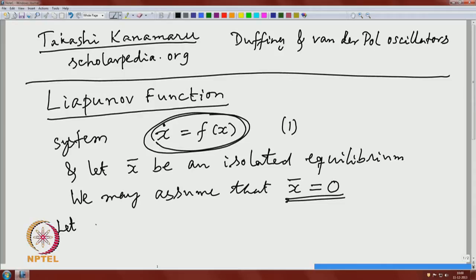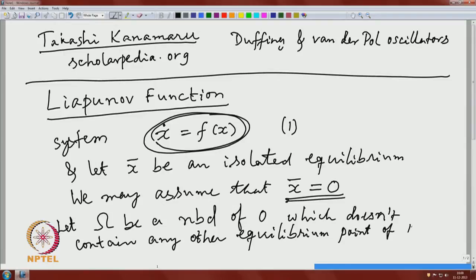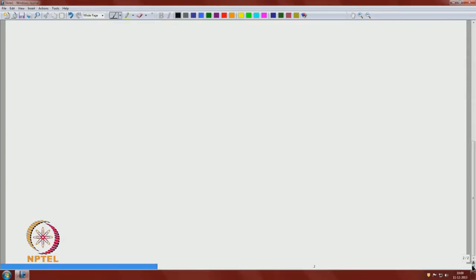And let omega be a neighborhood, NBD, neighborhood of 0, which does not contain any other equilibrium point of 1. So, this is possible because we are assuming 0 is isolated. So, this is a definition. All our analysis now is restricted to that neighborhood omega. So, we define functions and other objects on that omega.